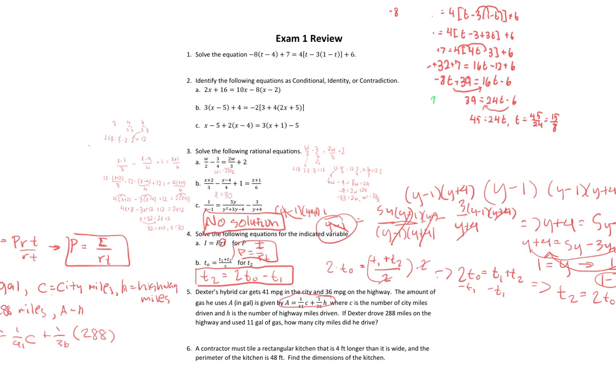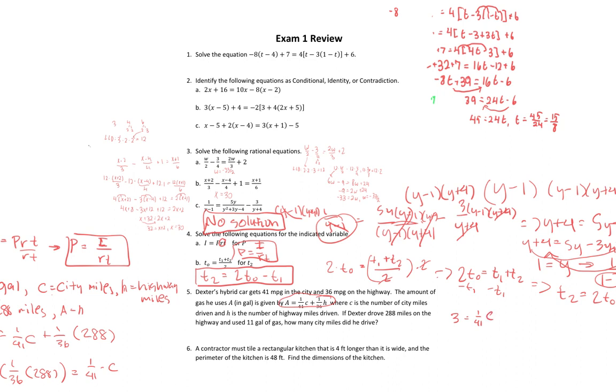288. And so now we're just trying to get C by itself, right? So we can subtract this 1 over 36 times 288 over. So that's going to be 11 minus 1 over 36 times 288, equal to 1 over 41 times C. If you put that in your calculator, 3 is equal to 1 over 41C.